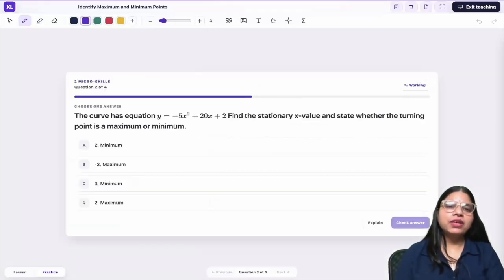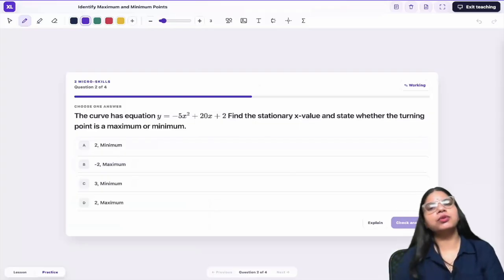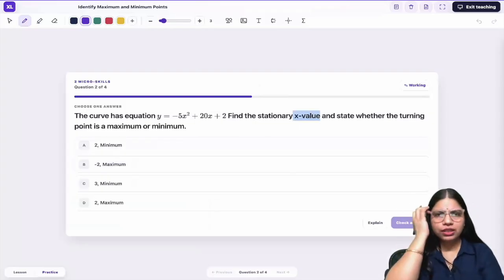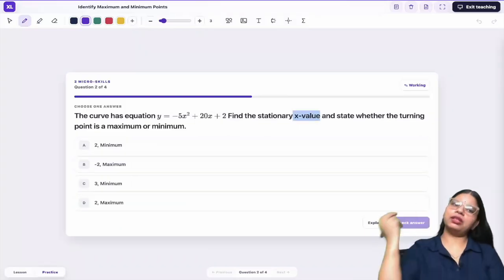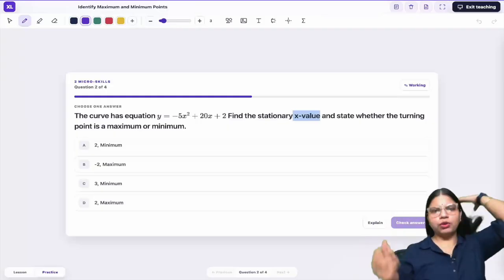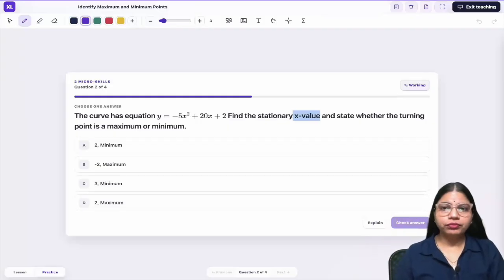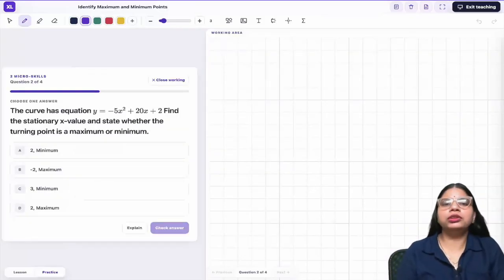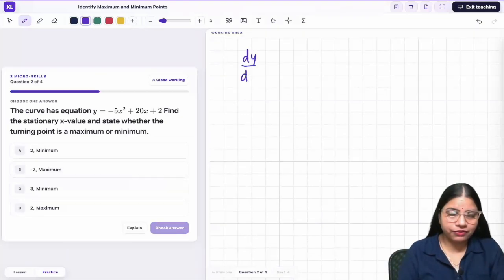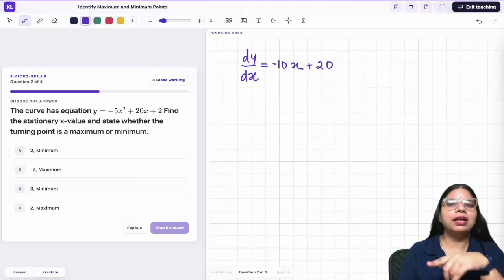Let's move to the next question. In the next question we have a curve given to us and we have to find out the stationary x value and state whether the turning point is maximum or minimum. Okay, you do yours and I'm doing mine here, and let's see who's going to be doing it first. Are you ready? I just wrote dy by dx. Okay, ready? 1, 2, 3, go. Minus 10x plus 20. Okay, I'll be quiet.